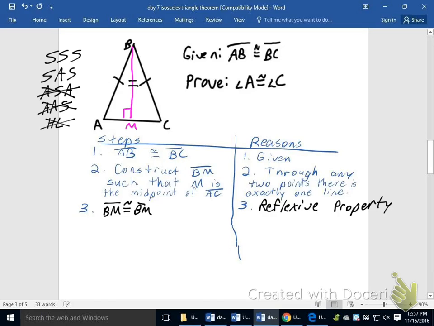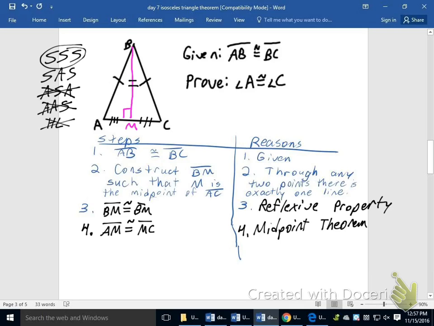And the key is the midpoint. That M is the midpoint of segment AC, so that tells me for statement number 4 that segment AM is congruent to segment MC by the midpoint theorem. Alright, once I've got that there, I'm going to draw that out on my diagram using 3 tick marks there. Now the two triangles are congruent by side, side, side. The 3 pairs of sides are congruent, so the two triangles are congruent.